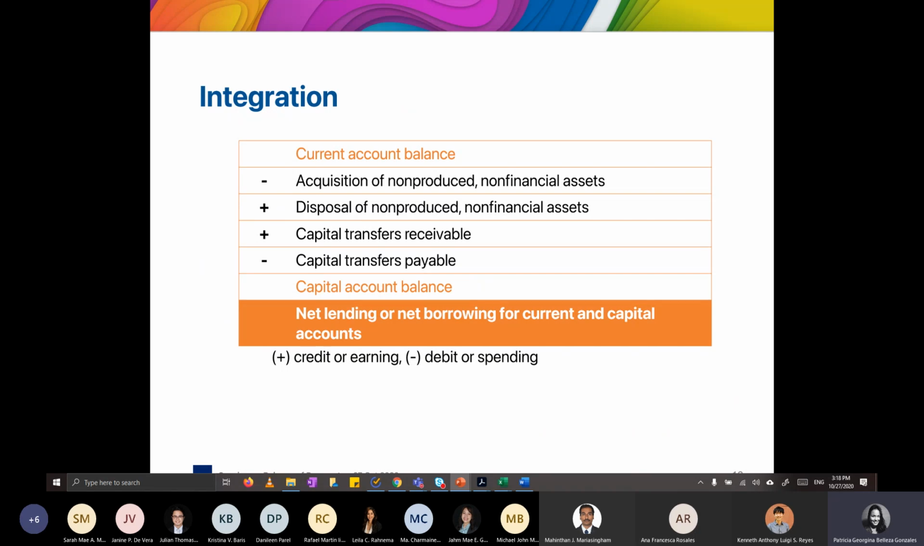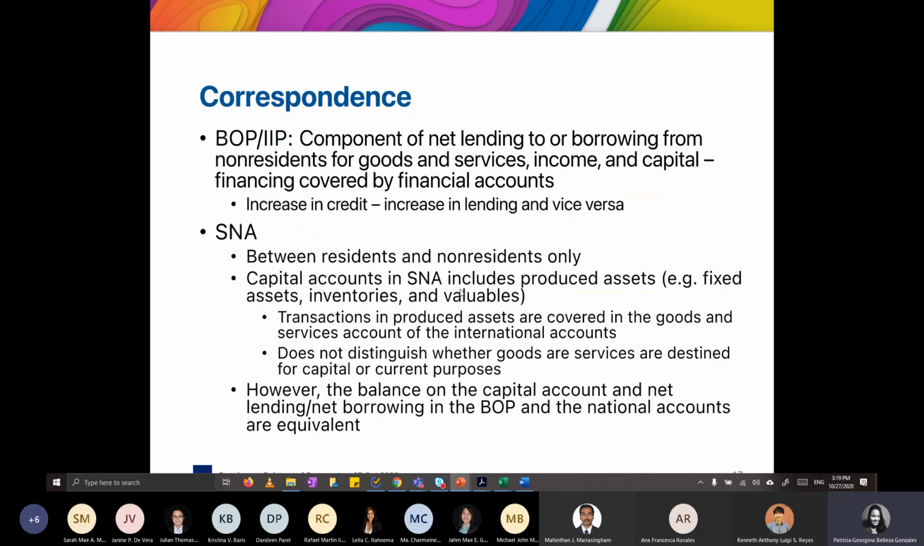So it just basically says here that the negative signs denote a debit or a spending. So when you acquire non-produced non-financial assets, that's a spending on your part. But when you dispose of it, that's sort of a credit or earning on your part. Same with a capital transfer, and it's opposite for capital transfer payable. So the correspondence is this.